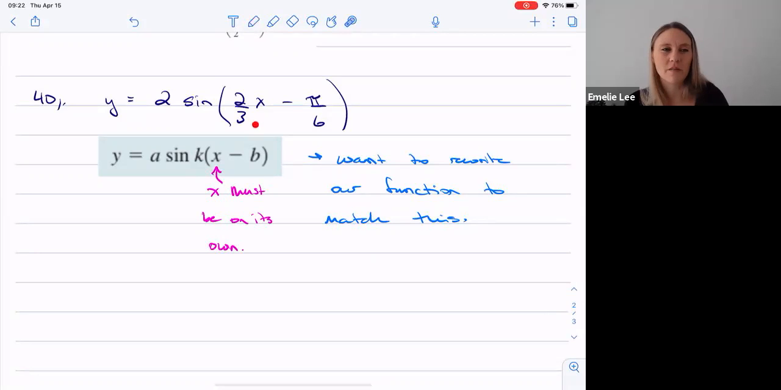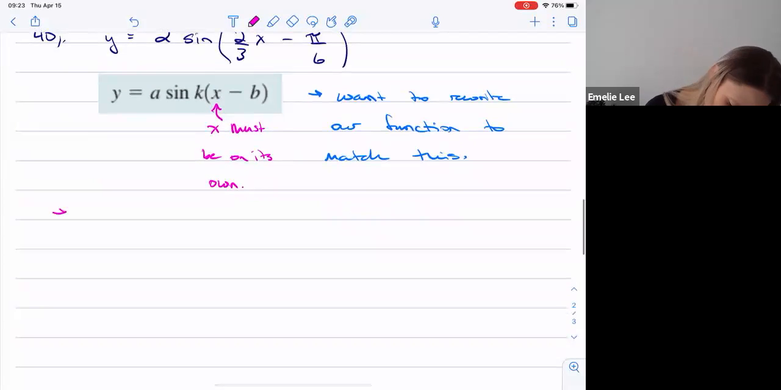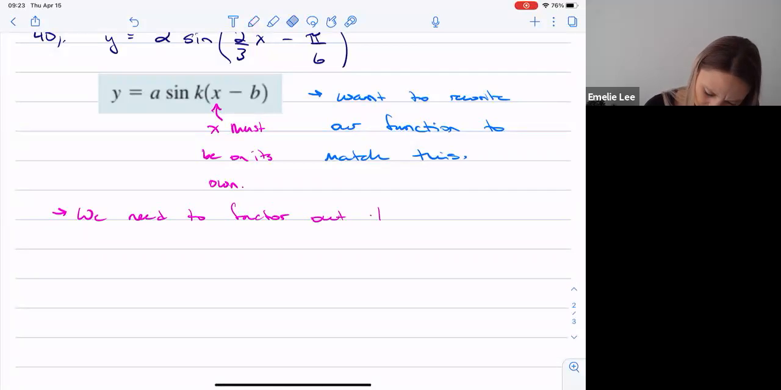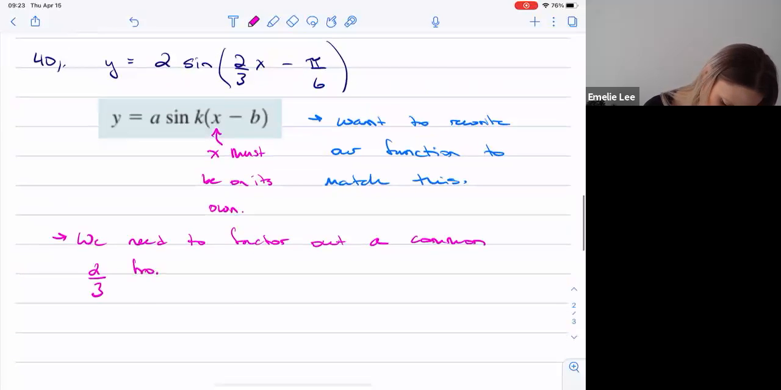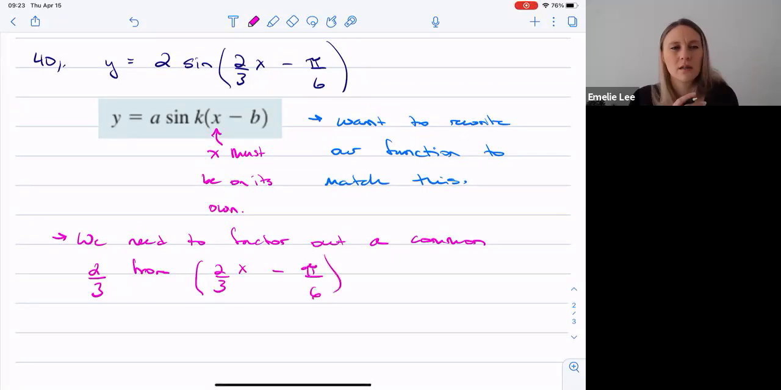Whereas here, right, I've got the 2 over 3 multiplying out front here. The important thing is that I can't just bump the 2 over 3 outside because that's not how multiplication works, right? I need to take it out of the pi over 6 as well, right? And so we need to factor out a common 2 over 3 from 2 over 3x minus pi over 6.